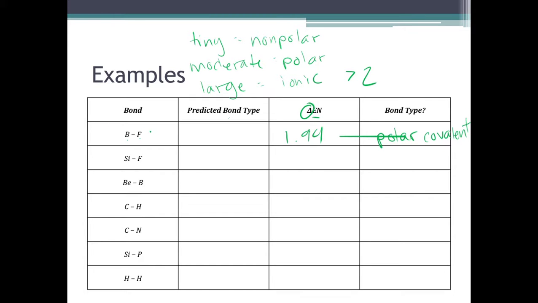The fluorine has a larger portion of the electrons. It's got a slightly negative partial charge. Boron has a smaller portion of the electrons, so it has a partial positive charge. Okay, on to the next one.